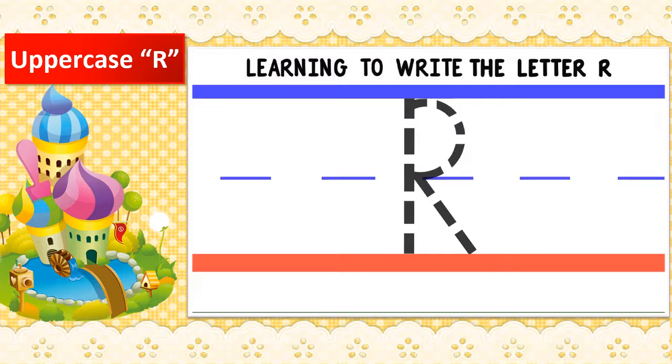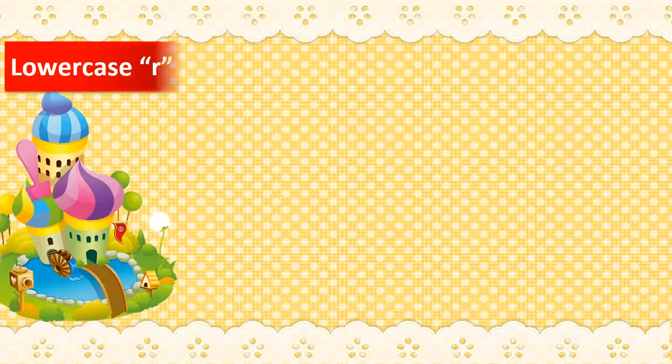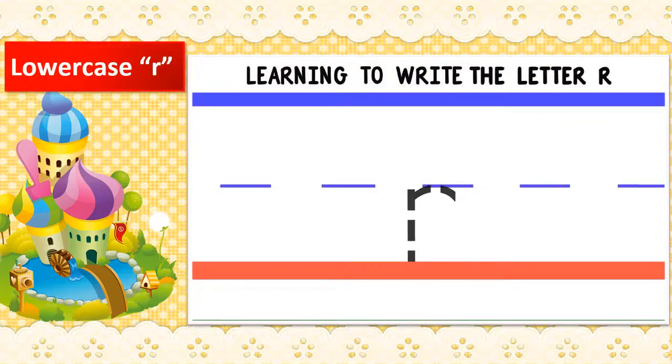To write uppercase R, we'll start at the top and do a straight line down. Then go back to the top and do a curved line around. Then we'll do a diagonal line down. Good job! To write lowercase r, we'll start in the middle and do a straight line down. Then we'll go back up and do a curved line around. Good job!